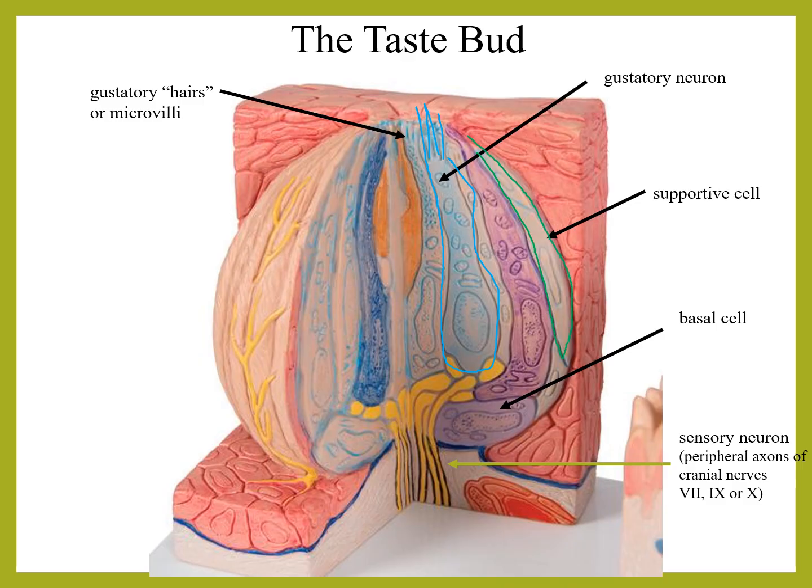You'll notice that there are these yellow structures here. These are going to be our first order neurons, which are going to be synapsing with the gustatory neurons. And you can see here the axons clustering together. These are going to come out and form the cranial nerves, either 7, 9, or 10.